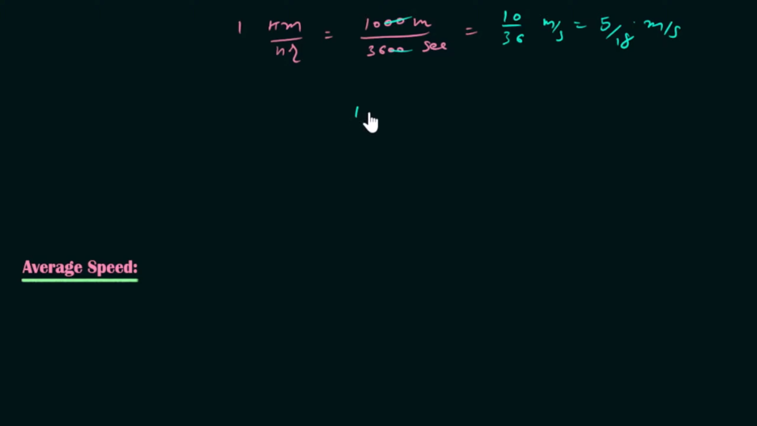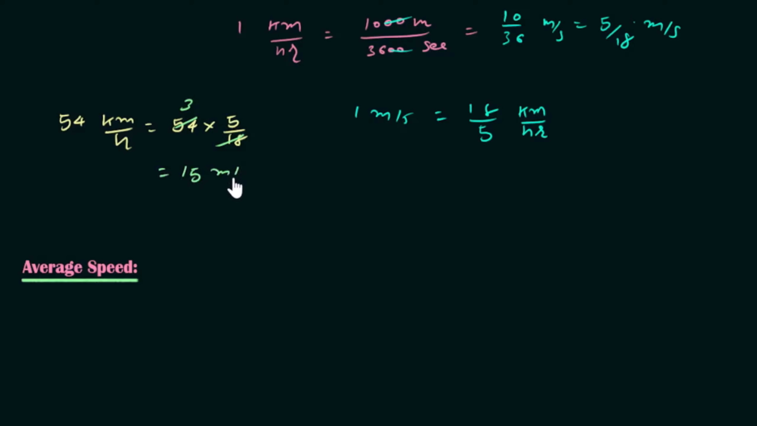And also I can write 1 meter per second equals 18 upon 5 kilometer per hour. So if you are given the speed as 54 kilometer per hour, it will be written as 54 into 5 by 18. I can cancel 54 with the 18 at 3, so it will be 15 meter per second. So 54 kilometer per hour is 15 meter per second, right?